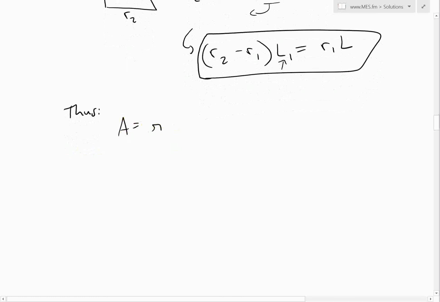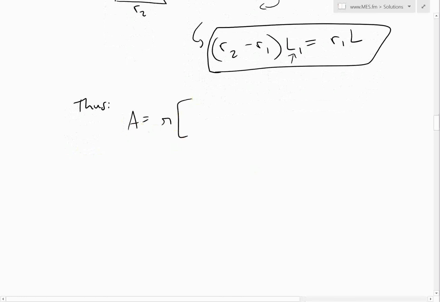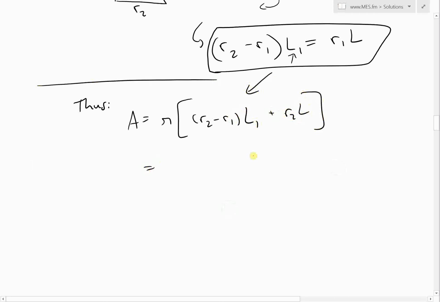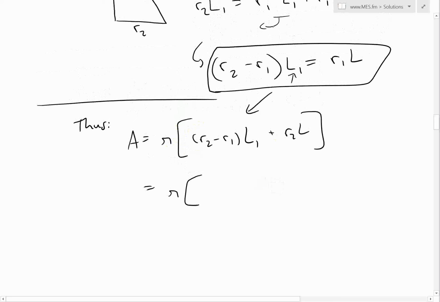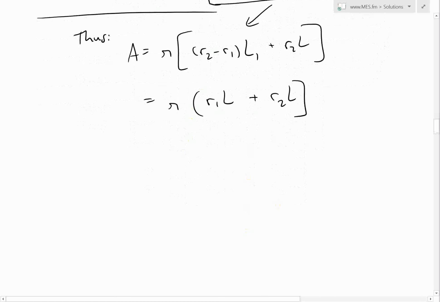So thus we have the surface area equals pi times the quantity R2 minus R1 times L1, plus R2 L. Plug this inside. This equals 2 pi, and then this is R1 L and then R2 L. I'll put this in regular parentheses.